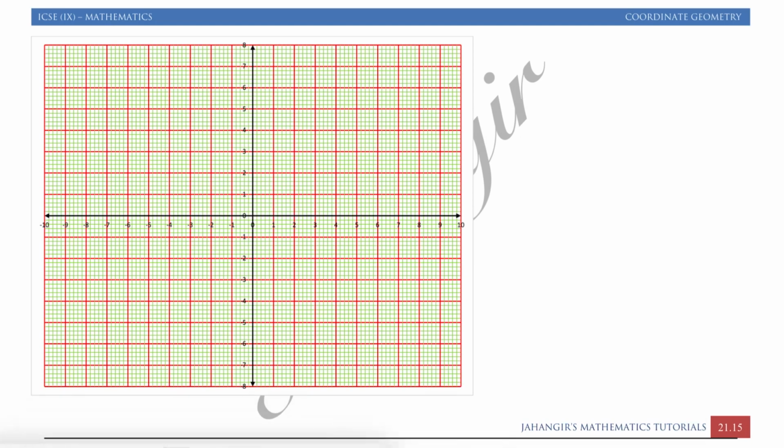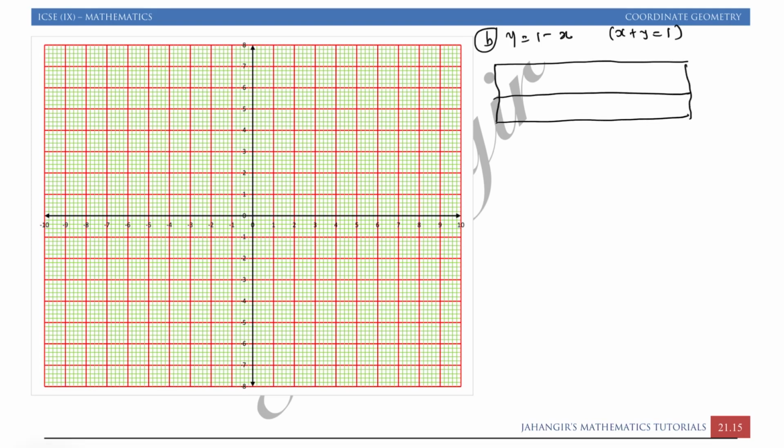Here I have to first write down all the coordinates. First equation was y is equal to 1 minus x. We got it from x plus y is equal to 1. So its coordinate table is x, y. x value I took 0, y is 1. x value I took minus 3, y is 4. x value is 3, y is minus 2.